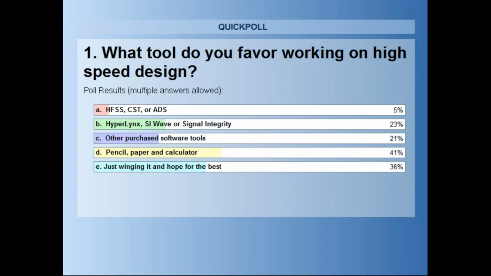Interesting. It would look like the largest percentage deals with just pencil, paper, and a calculator. Oh, 23% of you all use HyperLynx SI Wave or some comparable software. Very good. Okay, that helps us in the future have a better understanding of how we can tailor our conversation in these webinars to you.